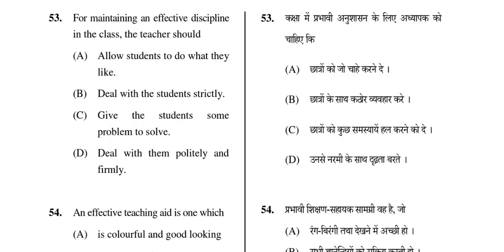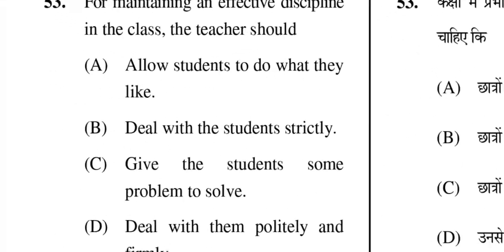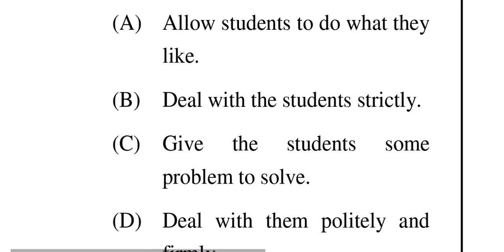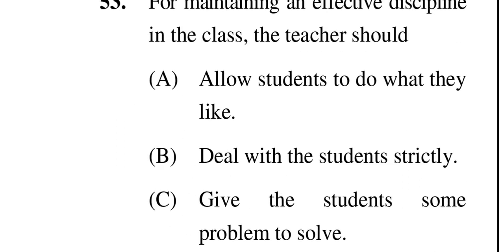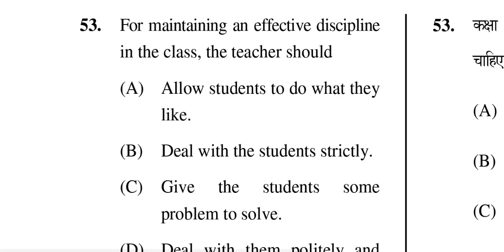Now we have the 53rd question, related to teaching aptitude. For maintaining an effective discipline in the class, the teacher should what? Allow students to do what they like, deal with the students strictly, give the students some problems to solve, or deal with them politely and firmly. What do you say? Practically, if I say practically, then you have to deal with them strictly.